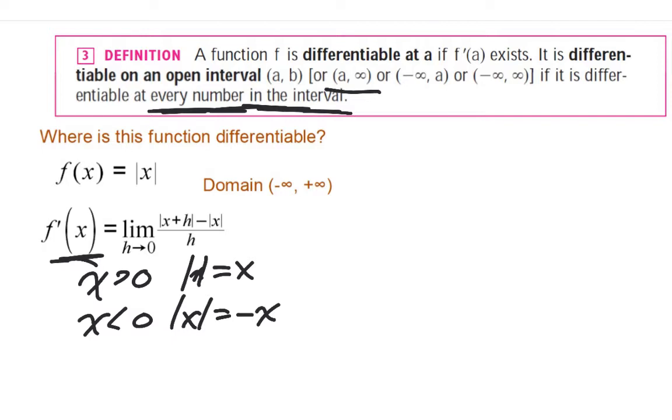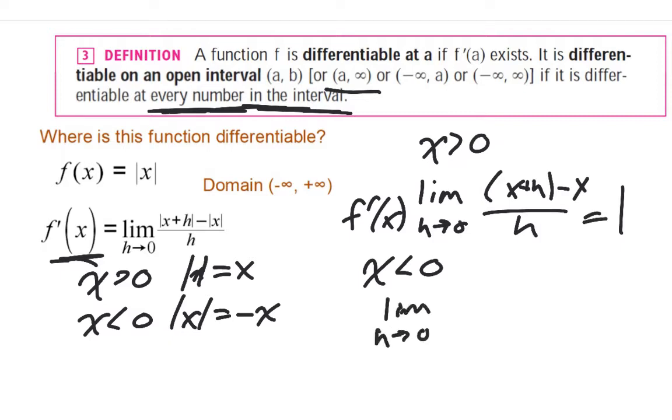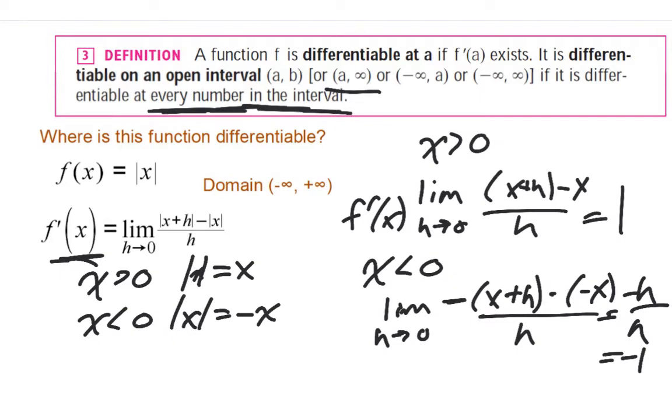So we're going to find f prime of x, and that's the limit as h goes to 0 of x plus h minus x over h, which is equal to just 1. So this is for when x is greater than 0. But if x is less than 0, it comes out to be the limit as h goes to 0 of the negative of x plus h minus a negative x, all over h, which just reduces to negative h over h, which gives us a negative 1.